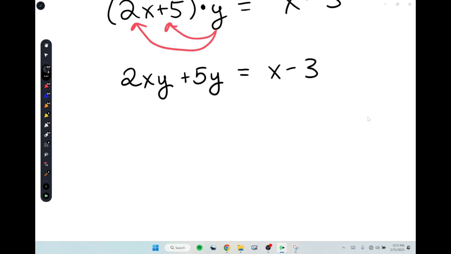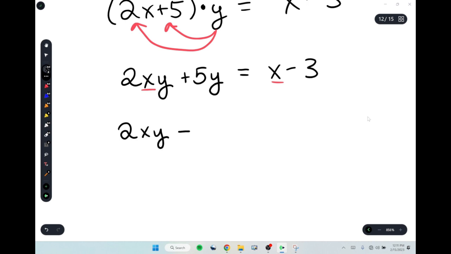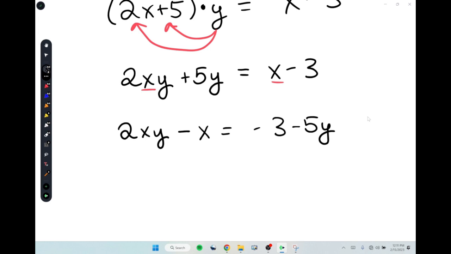So where are all the x's? There's one right there, and there's one right there. I think getting them on the same side is the hard thing to recognize. So I'm going to do 2xy minus x equals -3 minus 5y. Everybody okay with that? Or not?